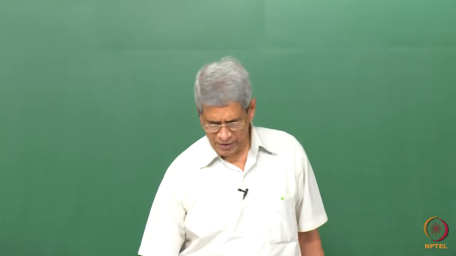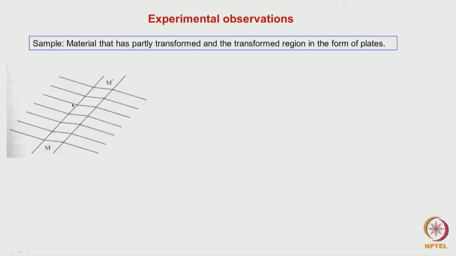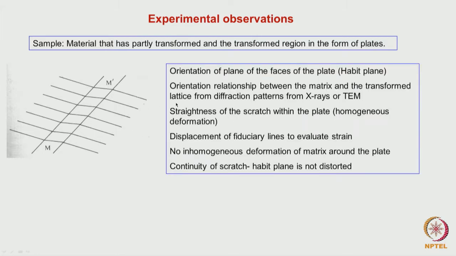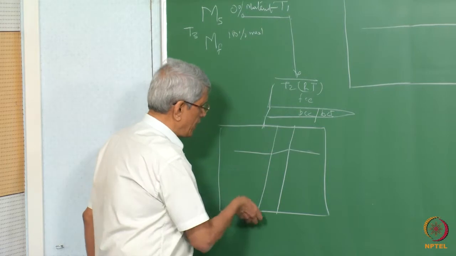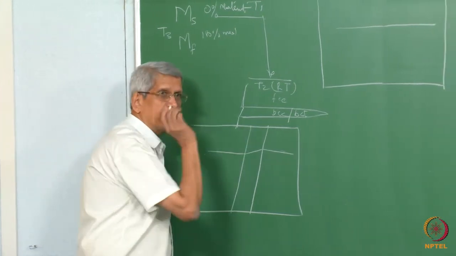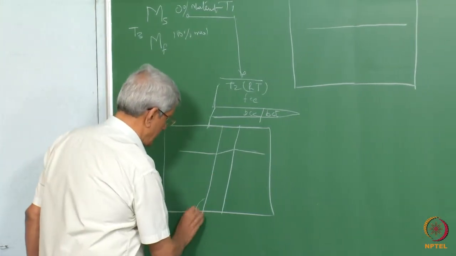So, as I mentioned, we are considering a sample which has transformed. The lines have been drawn and we see that the lines have been tilted. If you look at this sample in an optical microscope, when these lines are very straight, if it is a single crystal, we can find out the orientation of the plane of the faces which are connecting these two. On this side, this is called the habit plane.